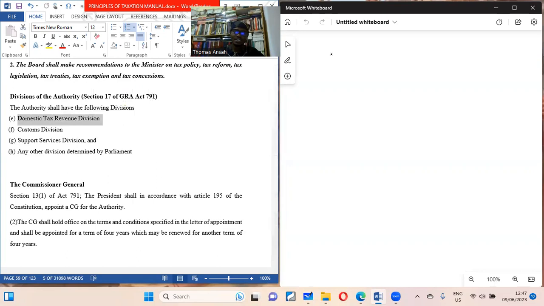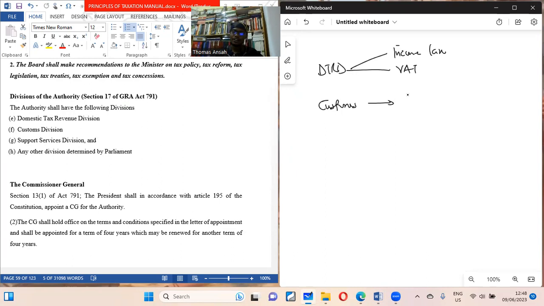So we have the DTRD, which is mainly in terms of money payment, it all goes to GRA, they are the mother. But in the division, we have the DTRD, which is concerned with income tax and PAYE, all forms of income tax and what? VAT. So you see the VAT that we used to have, VAT Service, is gone. All right, so that is that. Then we have the customs. The customs are for import and export. And also excise.